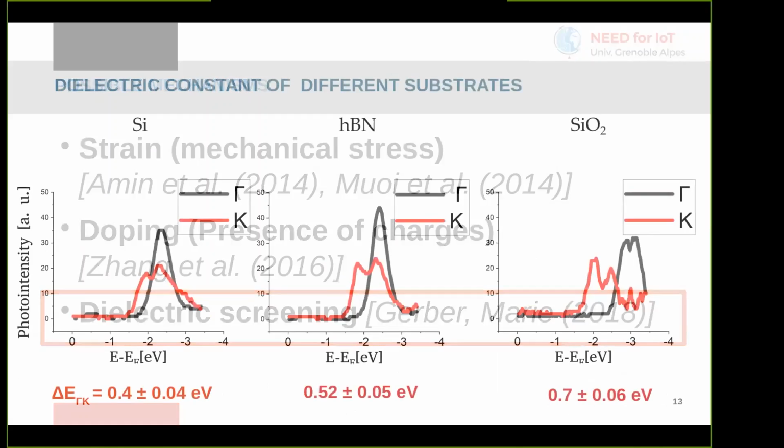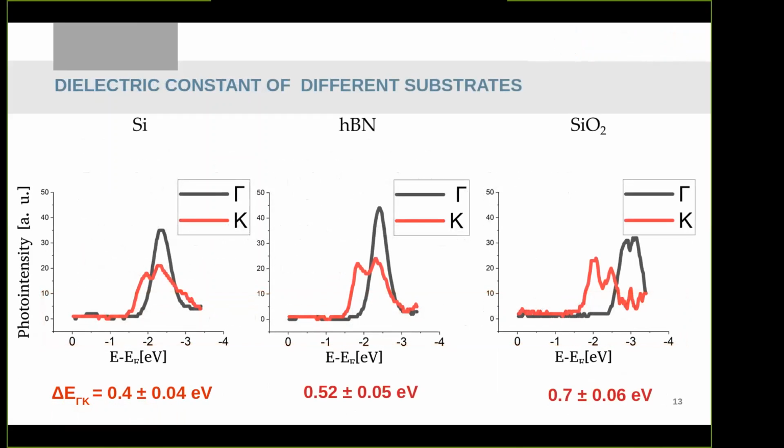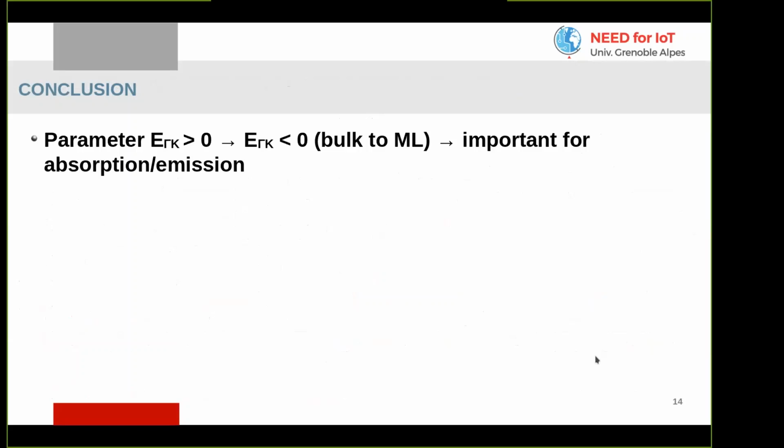theory. It becomes more clear when we look at what's called the dielectric constant, which gives an indication of the screening abilities of our material. So for silicon, the dielectric constant is roughly 12, for hBN it's 6, and for SiO2 roughly 4. And we see that while the dielectric constant diminishes, this E gamma K actually increases for the different substrates that we have seen.